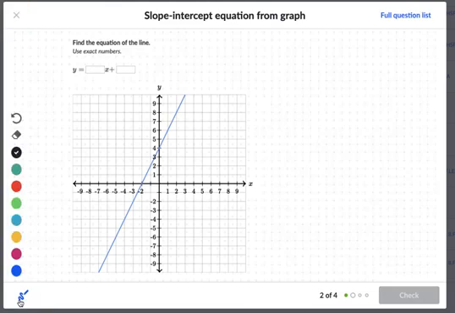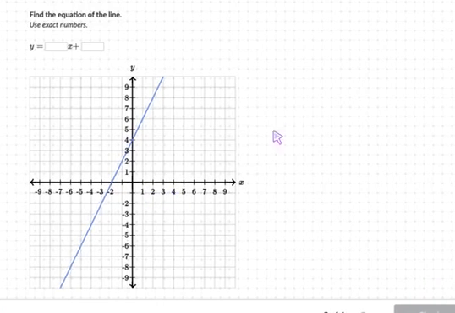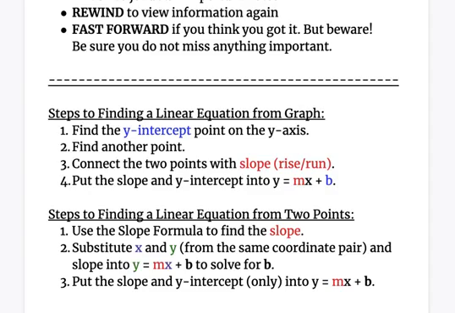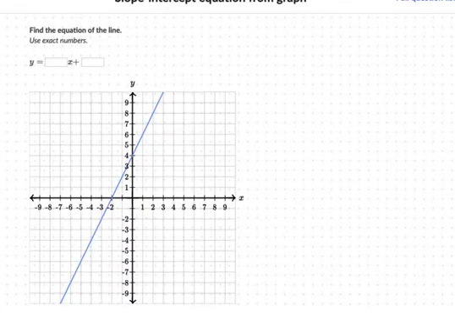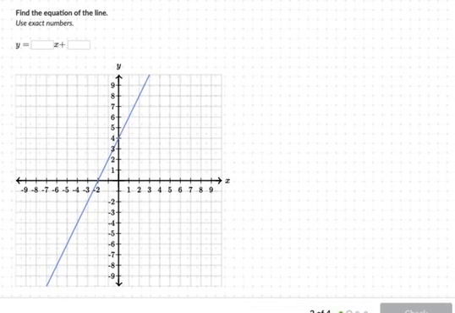Okay, here is our first example. They want us to find the equation of the line using exact numbers. Go ahead, pause the video and try it on your own first. You can definitely go back and look at those steps as you're working on it. All right, so following those steps, the first thing we need to do is to locate the y-intercept, as always. So we're going to go in alphabetical order.